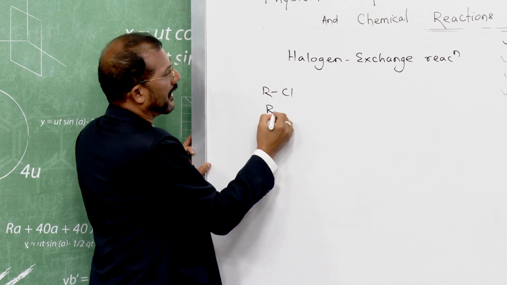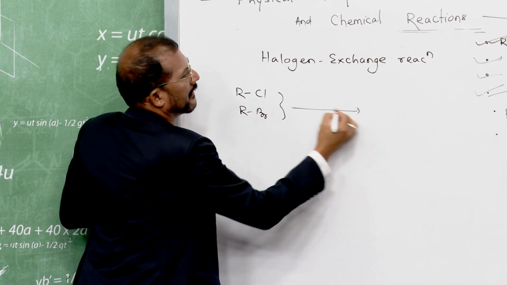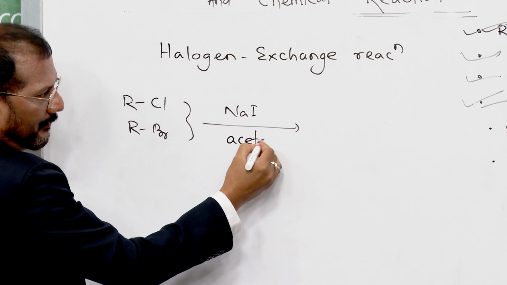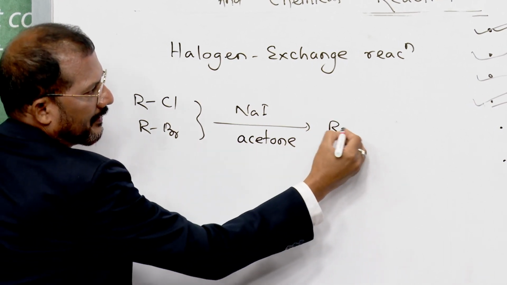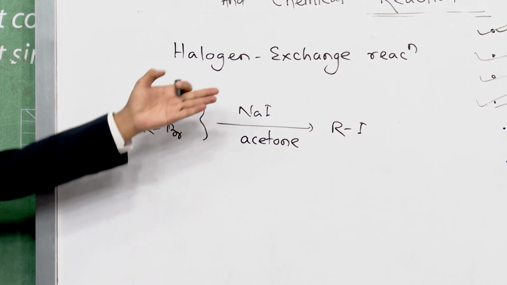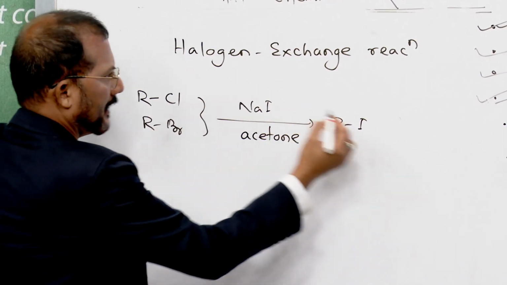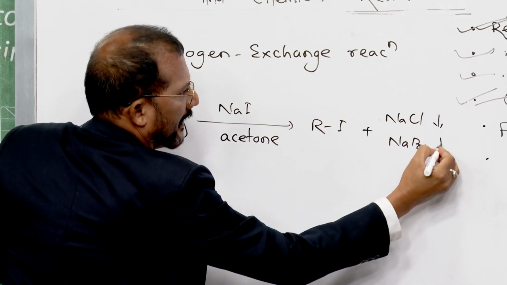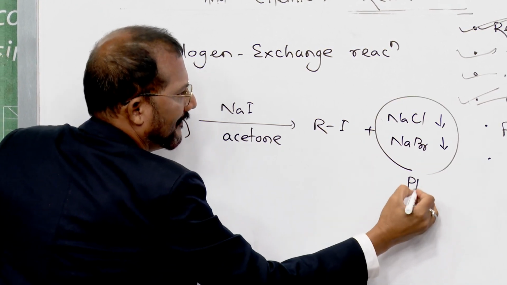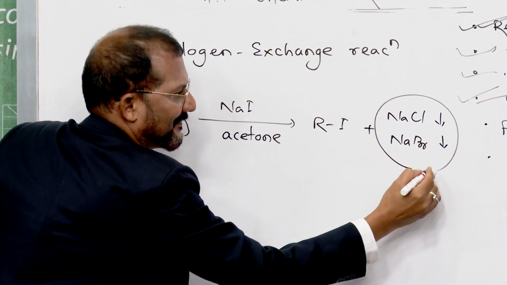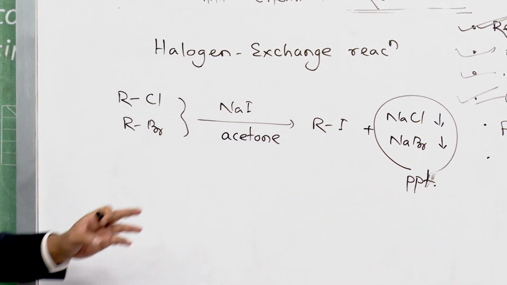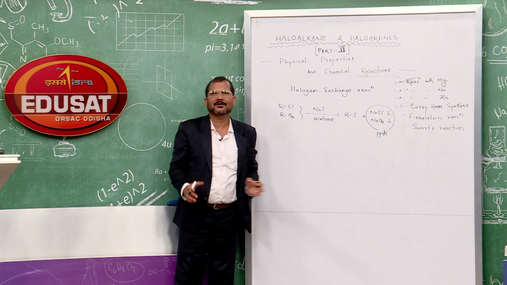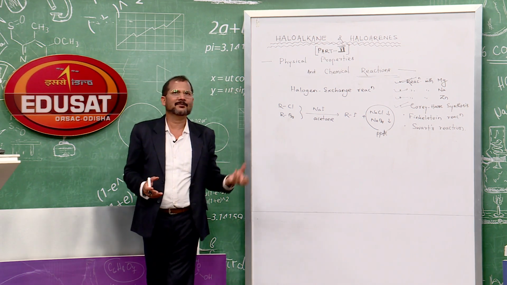Whenever we put sodium iodide on alkyl chloride or alkyl bromide in the presence of a solvent, remember acetone solvent is compulsory here, we can convert the chloride and bromide into iodide, and sodium chloride and sodium bromide are obtained as precipitate. Very interesting. How can they be precipitate? Because the solvent is not water, it is acetone, and in acetone sodium chloride and sodium bromide, being ionic compounds, are not soluble. So, they are obtained as precipitate.